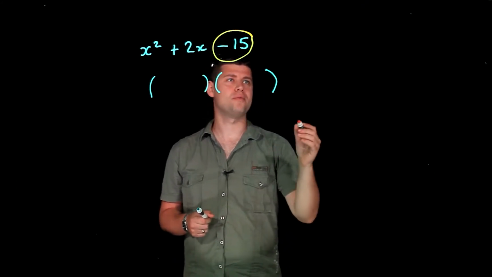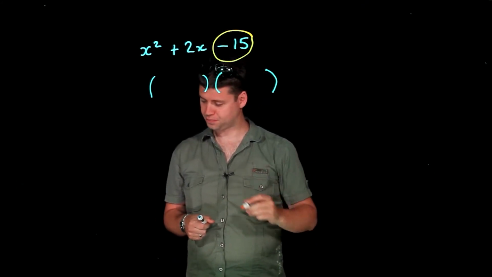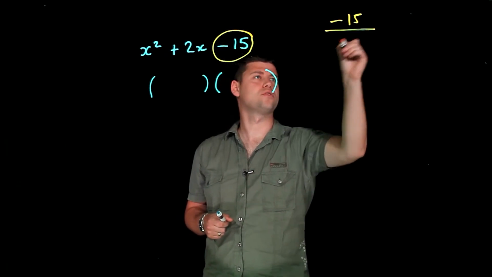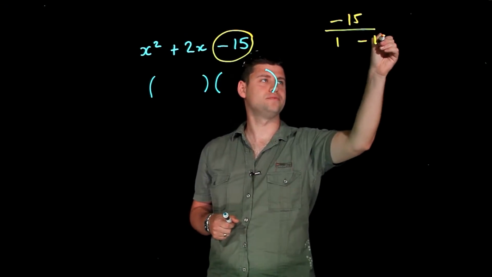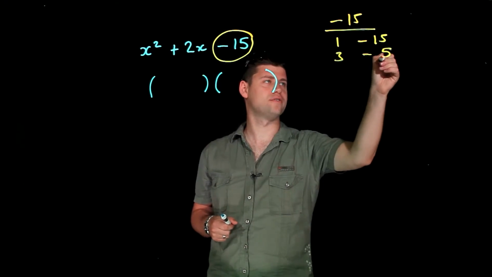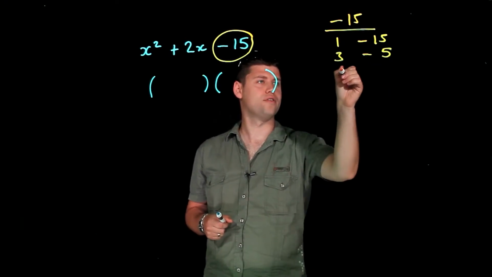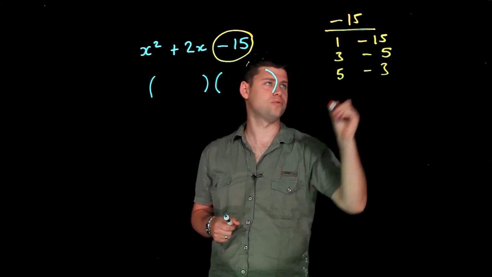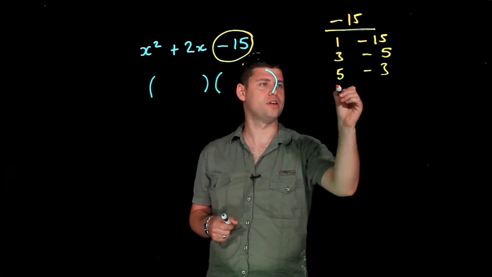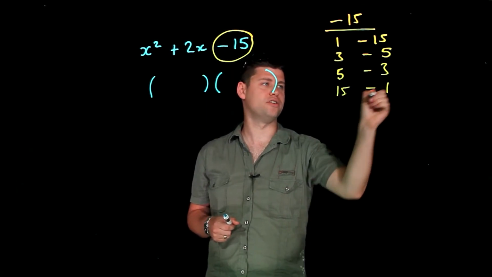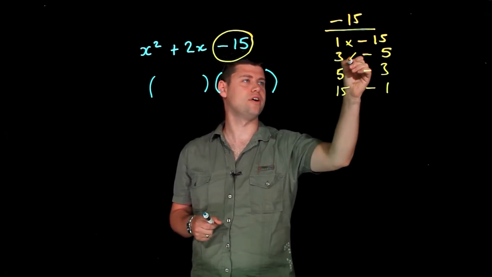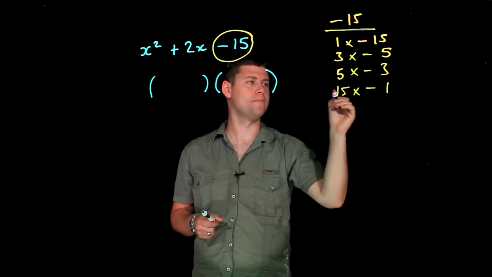So amongst the options that we've got, we're going to have 1 and minus 15. We're going to have 3 and minus 5. We're going to have 5 and minus 3, which if we multiply together will give us minus 15. And finally, we're going to have 15 and minus 1. So if we multiply each of these numbers together, we can get minus 15.